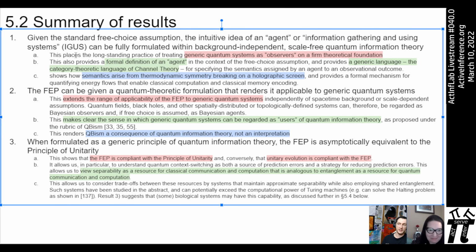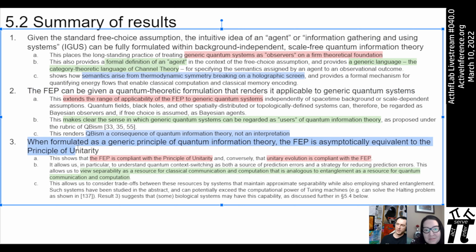The first summary of the results that the authors give is that they can formulate this agent, or information gathering and using system, not just within the classical information theory context that we've been talking about, informational and strategic agents, but in the context of quantum information theory. Point two is specifically connecting the FEP to its quantum theoretic formulation for generic quantum systems, with all the asterisks about what that really means and about how active inference plays in.